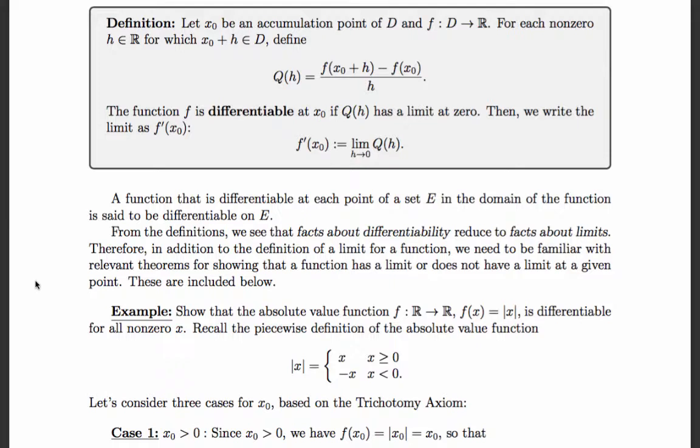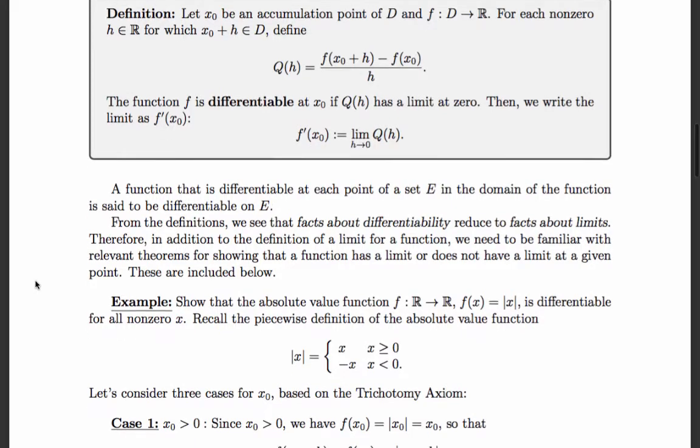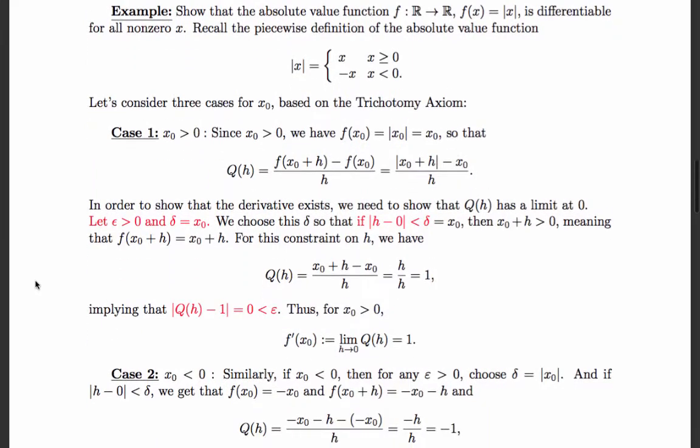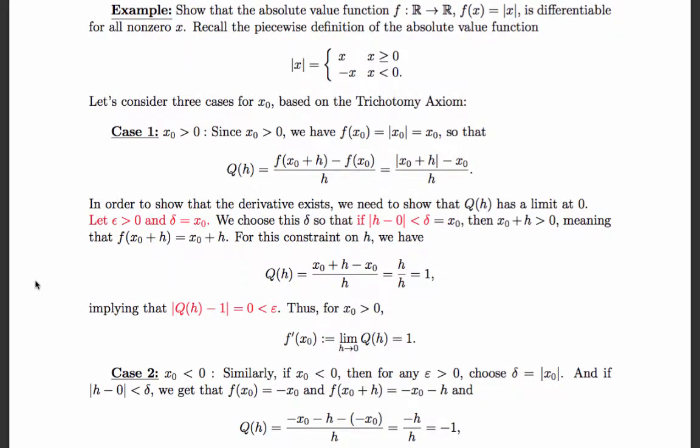This portion of the class, we're talking about an idea that's very familiar to you. The difference is that now we can be quite robust in our logic and say specifically what the derivative is and has to be, and we can prove the result based on the definition. So recall the piecewise definition of the absolute value function. The absolute value of x is itself if x is non-negative, and negative itself if x is negative.